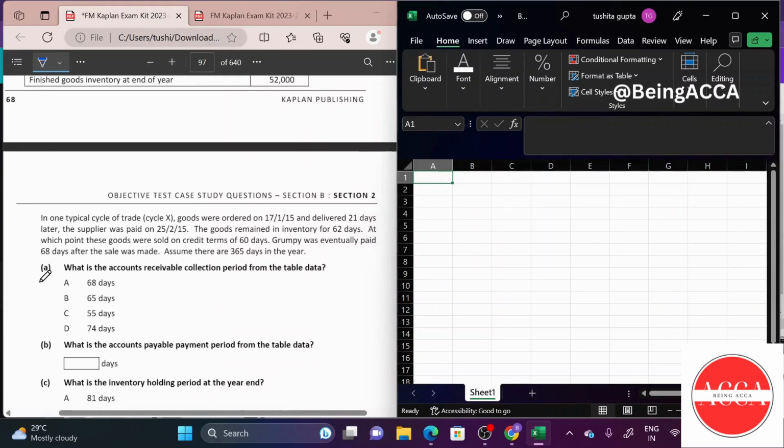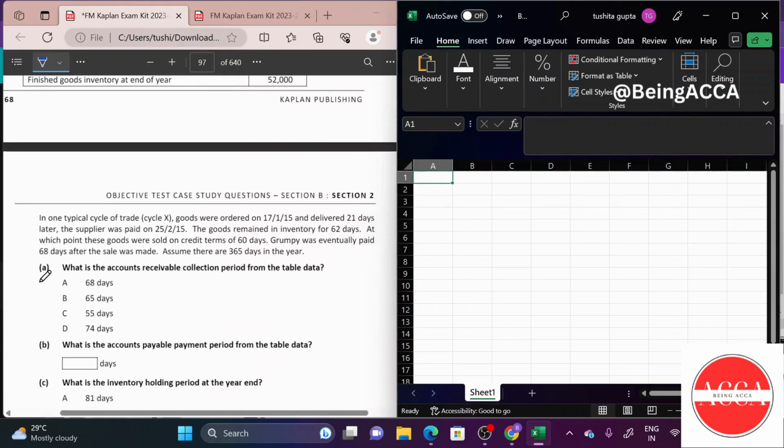In one typical cycle of trade, cycle X, goods were ordered on 17 January 2015 and delivered 21 days later. The supplier was paid on 25 February. The goods remained in inventory for 62 days, at which point they were sold on credit terms of 60 days. Grumpy was eventually paid 68 days after the sale was made. Assume there are 365 days in the year.